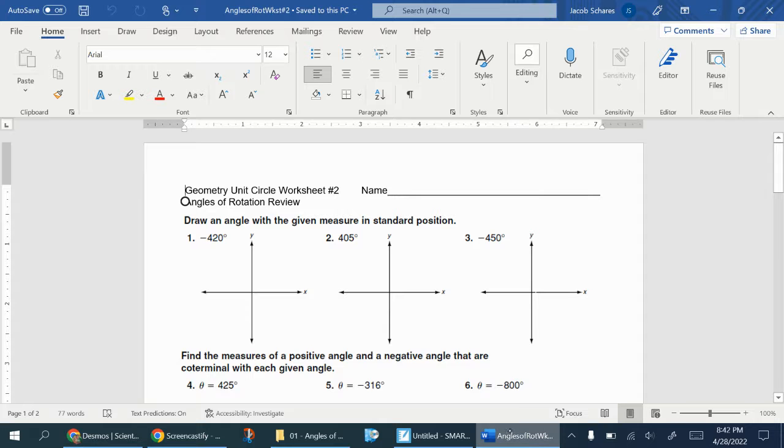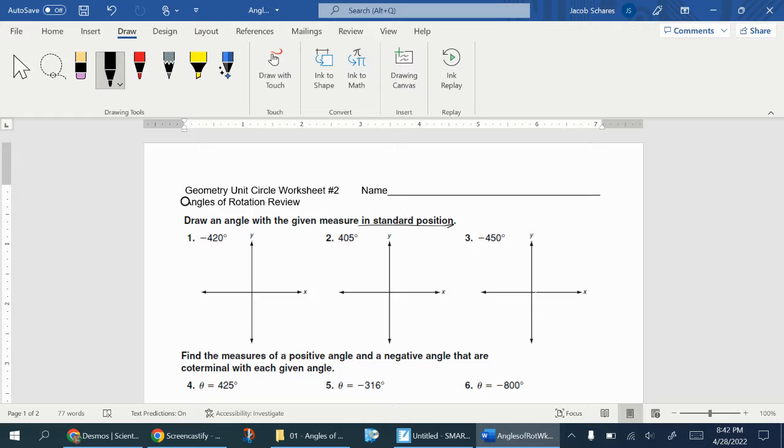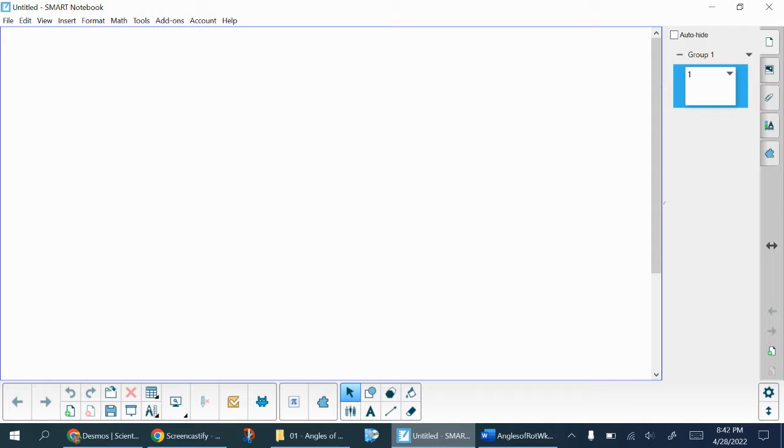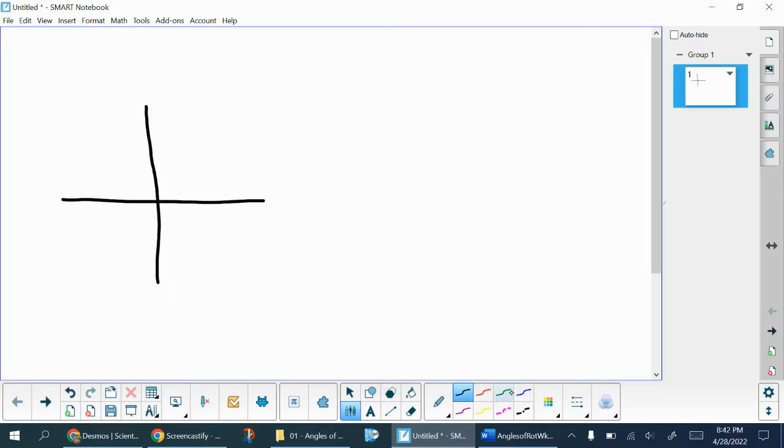So the first question here is: draw an angle with a given measure in standard position. The key here is that standard position. When we see standard position, the biggest thing to keep in mind is where the initial side, or the starting side, of the angle is. No matter what, the starting side of the angle is going to be facing the positive x-axis. If we have a positive angle, it's always going to be going that direction, and if we have a negative angle, it'll be going that direction.